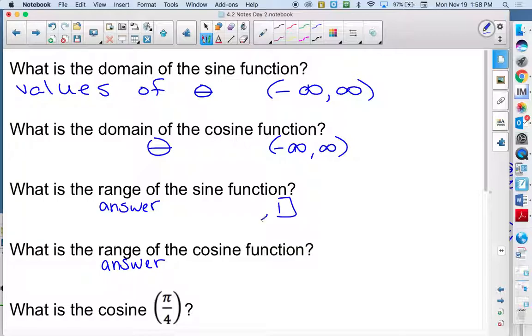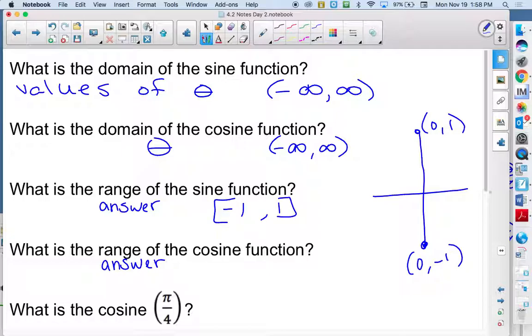Well, I agree with the 1. So for y, my point up here was the point (0, 1). And down here, the point is (0, negative 1). So the sine will go from negative 1 to positive 1. All the values are only in between it. Because like you have a 1/2, you have a square root of 2 over 2, you have a square root of 3 over 2. They're all less than 1. For the cosine, it's the same exact thing.